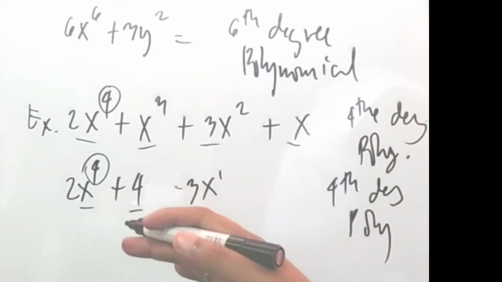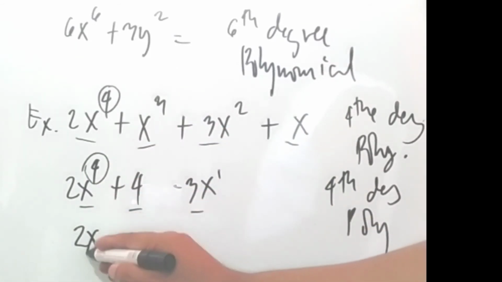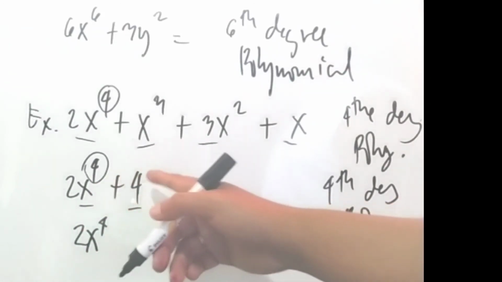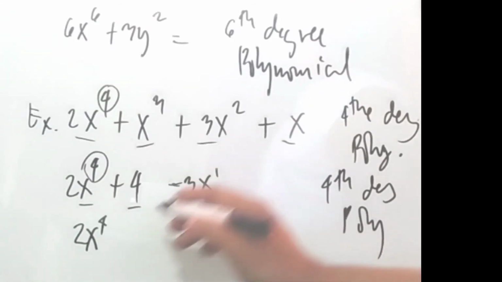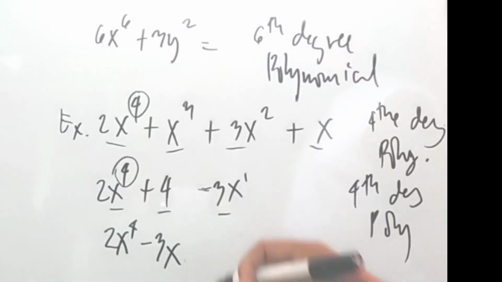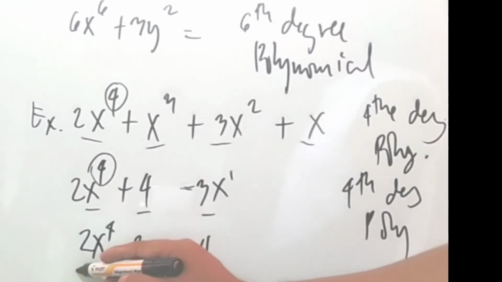Kahit nawala yung mga terms na yun, we can still arrange. So, first term is 2x to the power of 4, the highest exponent. Followed by, the second highest is 3x to the power of 1. So, copy, minus 3x to the power of 1, or pwede na walang 1. Then, followed by 4. Okay. So, that is now the final arrangement.